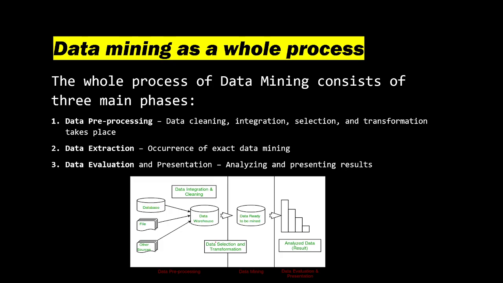Data mining is a whole process. The whole process of data mining consists of three main phases. The first phase is data pre-processing. Data cleaning, integration, selection, and transformation take place, and all of these come under data pre-processing. Then data extraction takes place, where the process of data mining occurs. And then data evaluation and presentation. Here, the analyzing and presenting of the results takes place.